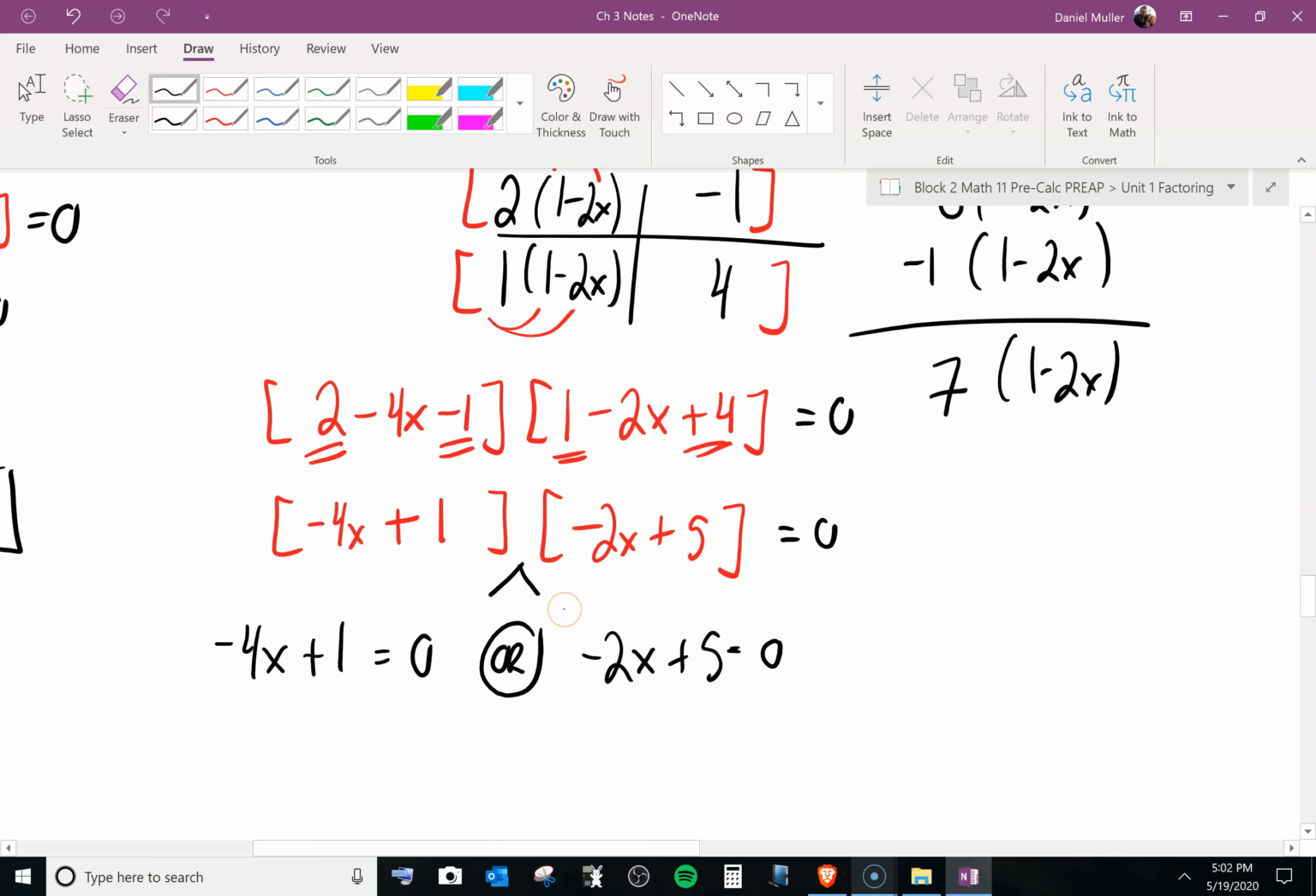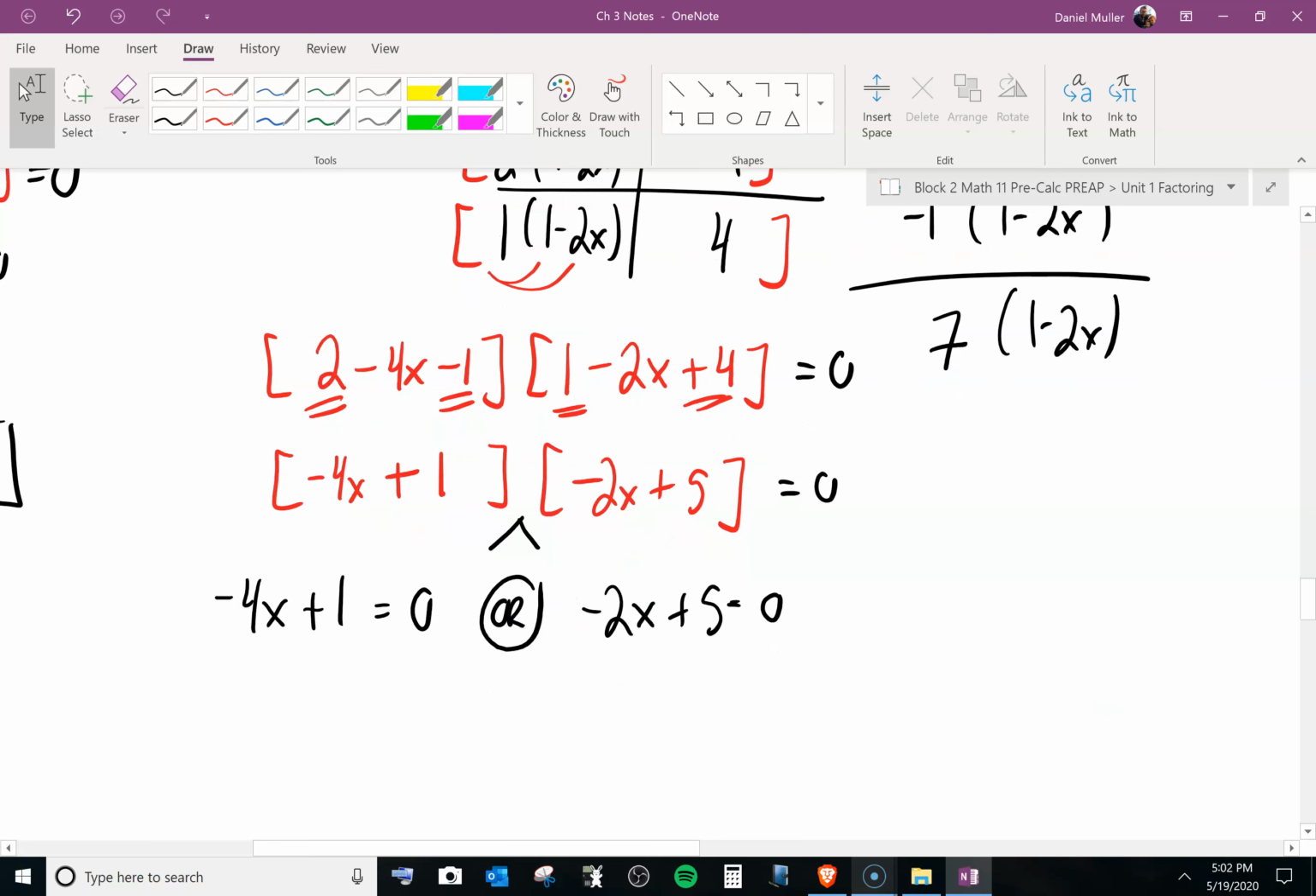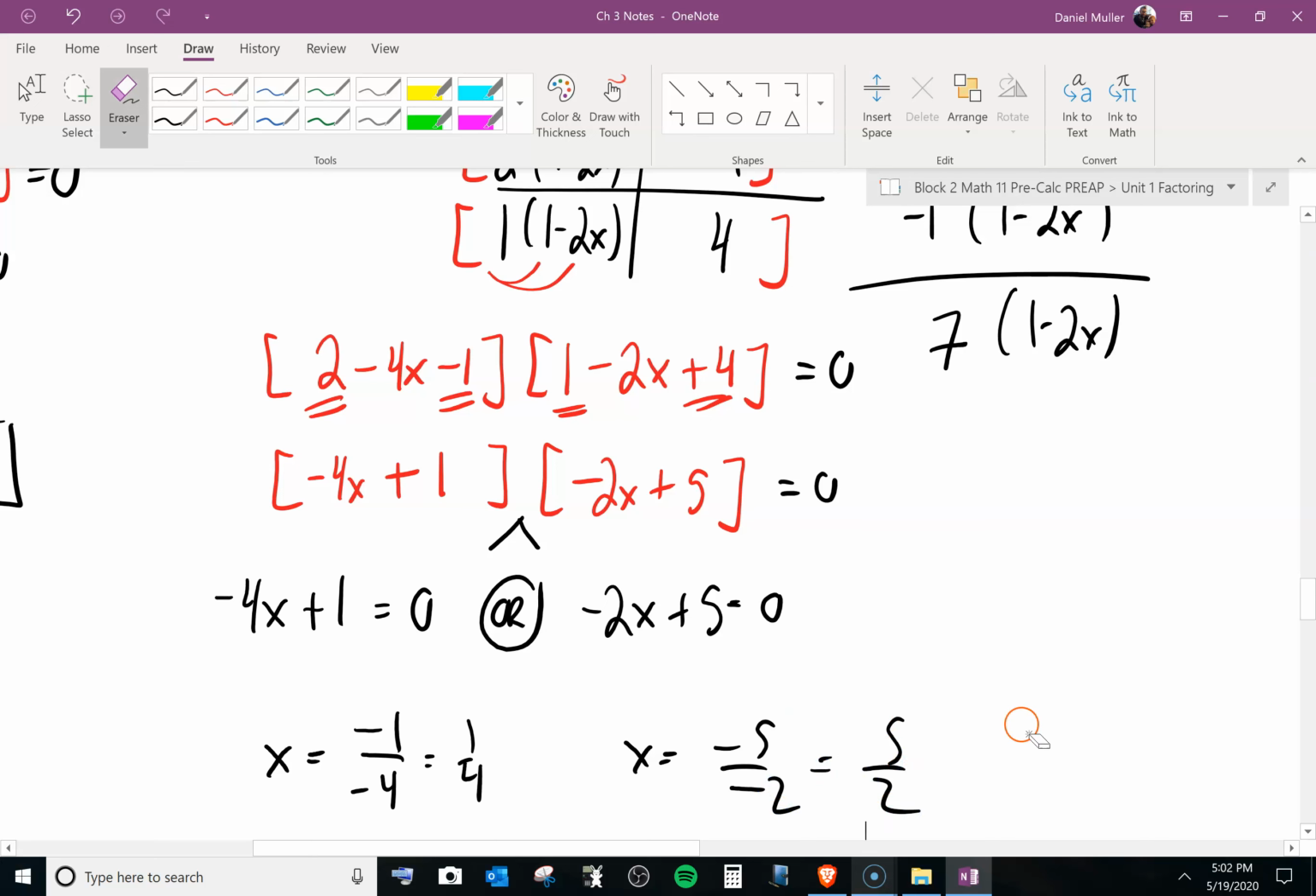So there's this, or there's that. Now you should immediately be able to say, oh, this is going to be negative 1 over negative 4, or a quarter. And this is going to be negative 5 over negative 2, or 5 over 2. That's how fast you should be at this.